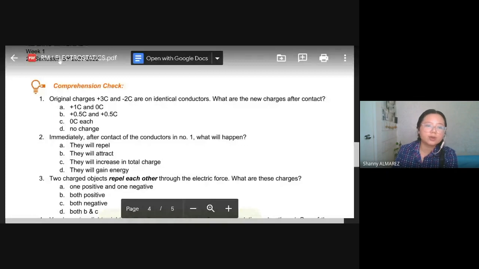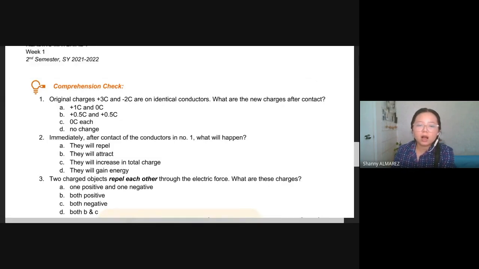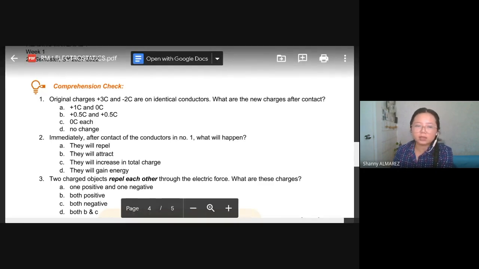Sige. So, simulan natin sa number 1. So, ito, hindi pa natin ito masyadong na-discuss. So, it's understandable kapag magkamali pa kayo sa pagpili nyo sa mga options. So, I will read the question, then you are to answer. So, you will choose the letter of the answer that you think is correct. Number 1, original charges, positive 3 coulombs and negative 2 coulombs, are on identical conductors. What are the new charges after the contact?